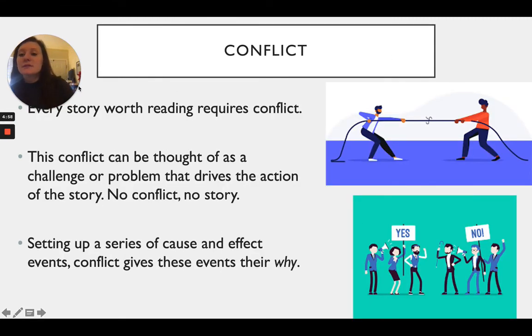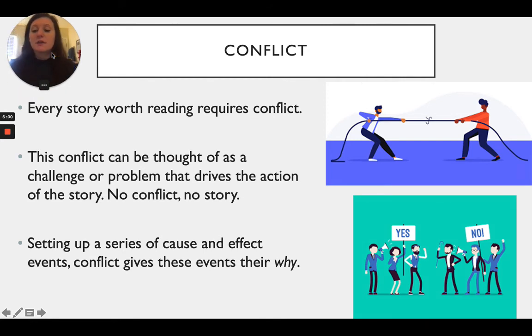All right, next up we're going to be talking about conflict. And now conflict is very important to make or break a good book or movie. So every story worth reading requires conflict. Now, this conflict can be thought of as a challenge or problem that drives the action of the story. So basically, if there's no conflict, there really is no story. So setting up a series of cause and effect events, conflict gives these events their why.